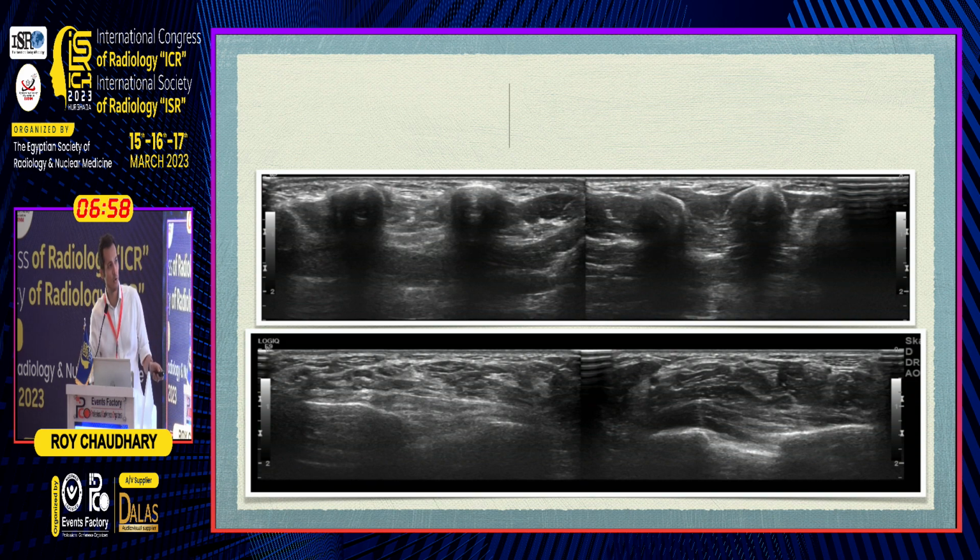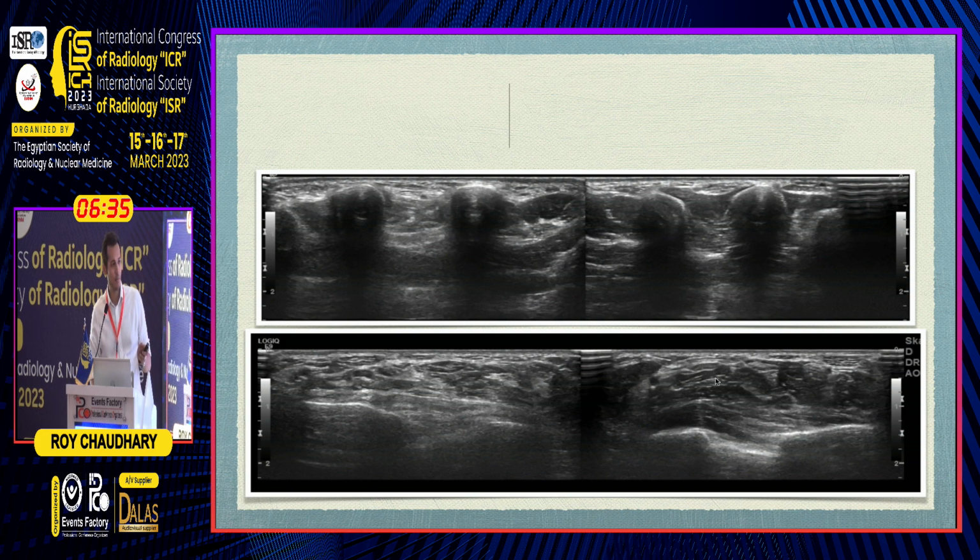So if you see, this is the normal side, and you see the muscle bellies of the dorsal interossei are maintained. Compared to the affected side here, I'll show you this here. So this is a little bit more echogenic and a little bit more atrophy than the other side. So the dorsal interossei are involved, which is the ulnar nerve distribution.